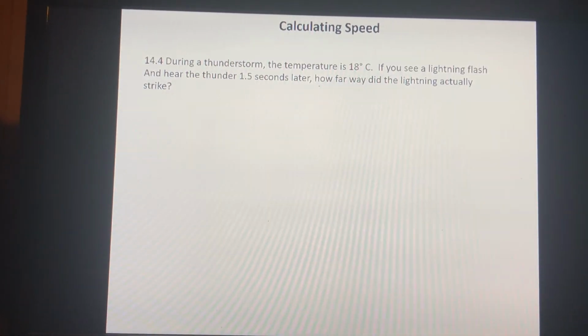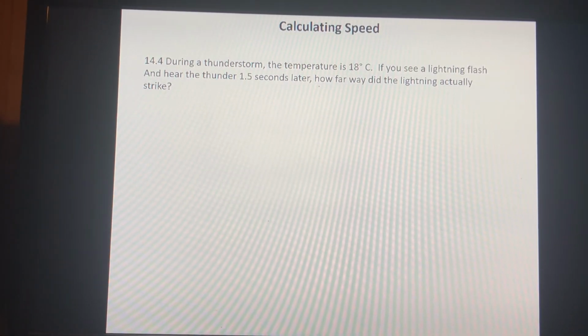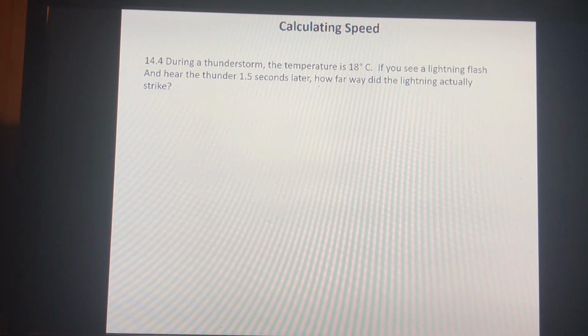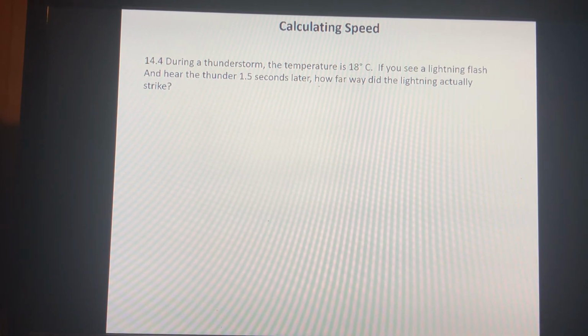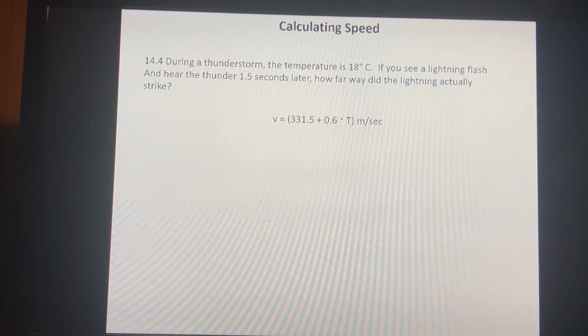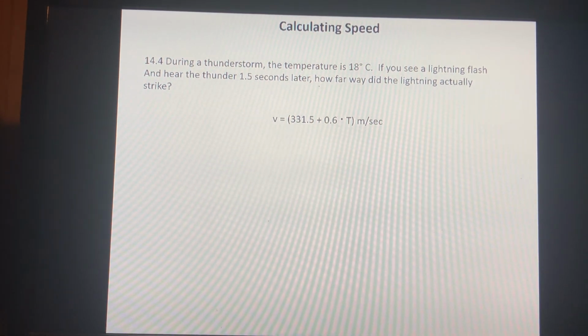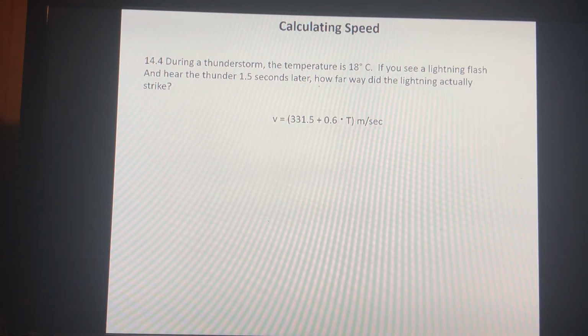All right, on your own, question 14.4. During a thunderstorm, the temperature is 18 degrees Celsius. If you see lightning flash and hear the thunder 1.5 seconds later, how far away did the lightning actually strike? So this is one of those that is 2 parts again. First, we need to find out what the speed of sound is when the temperature is 18 degrees Celsius.